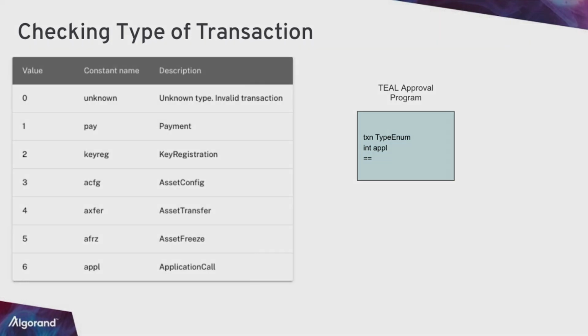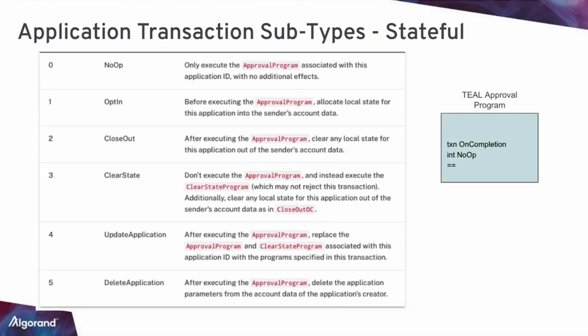All right, and then not only can you check the transaction types, but if it's an application transaction, you can actually check the subtype. Remember the 6 we talked about earlier? So I can just do that using the onCompletion transaction property. So I can say TXN onCompletion NoOp equal.